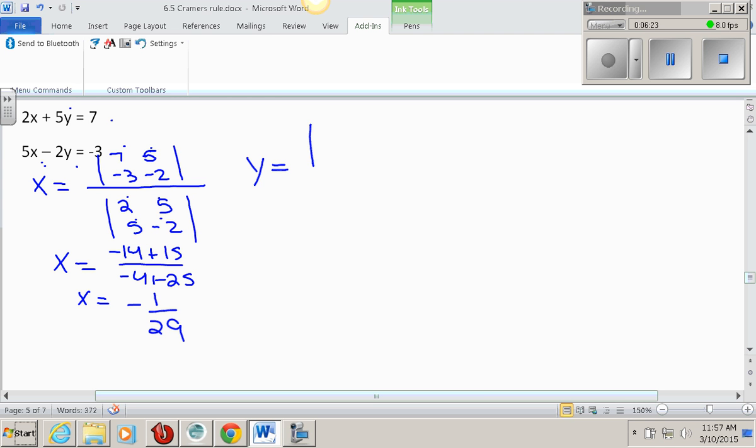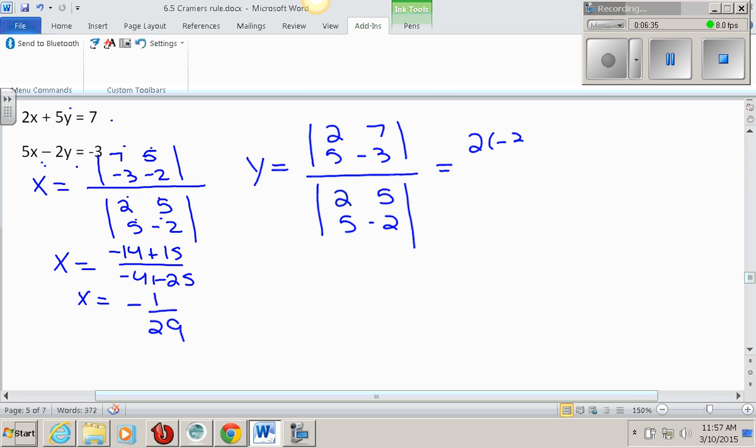All right, so the y is 2, 7, 5, negative 3. I was like, what is going on? 2, 5, 5, negative 2. We can thank Mrs. Calantoni for that. So we get 2 times negative 3 minus 5 times 7 for finding the determinant of negative 29.